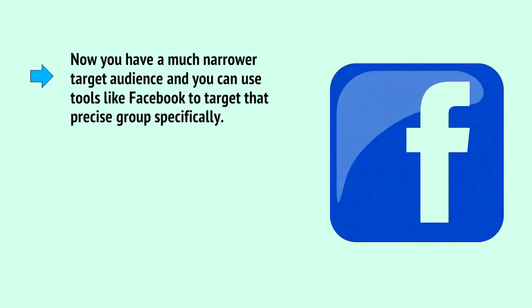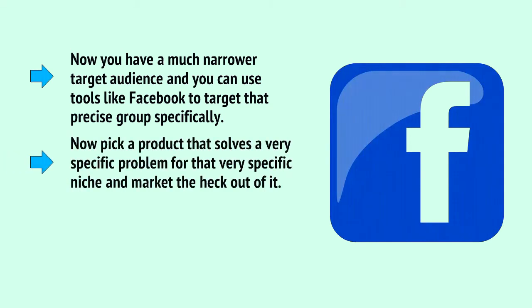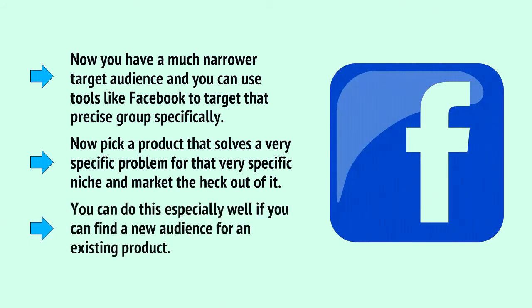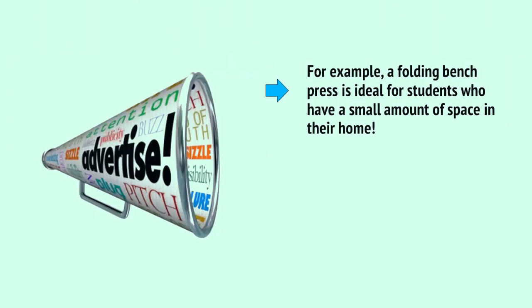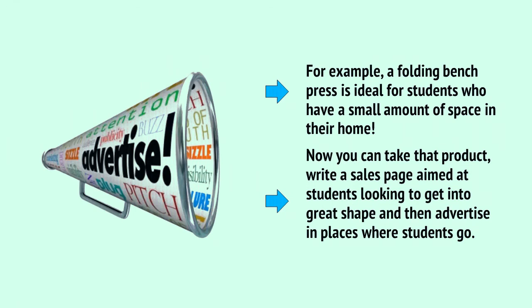Now you have a much narrower target audience, and you can use tools like Facebook to target that precise group specifically. Now pick a product that solves a very specific problem for that very specific niche and market the heck out of it. You can do this especially well if you can find a new audience for an existing product. For example, a folding bench press is ideal for students who have a small amount of space in their home. Now you can take that product, write a sales page aimed at students looking to get into great shape, and then advertise in places where students go.